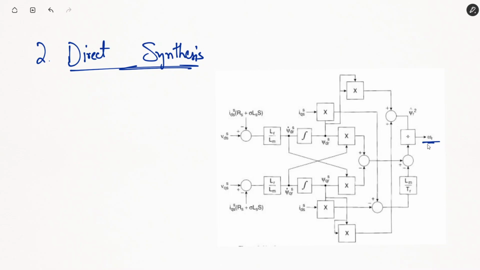We are obtaining omega_r from known values of Vqs, Iqs, Ids, Vds, and other parameters of the system that include the stator resistances, the rotor resistances, the stator inductances, the rotor inductances, and the magnetizing inductance component. So we can actually see these equations that we have derived here from the dynamic model of the induction motor.